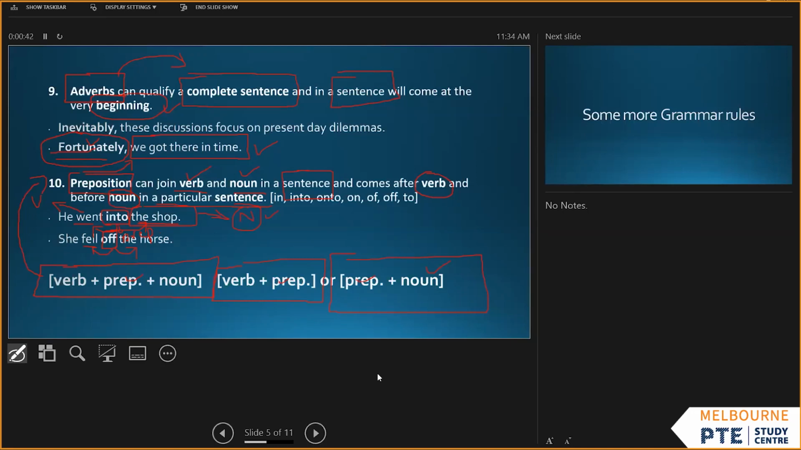All right, guys. Now, any questions, any confusions regarding these rules, please ask. Some more rules I have to explain to you as well. I'll show you in a minute. Any questions, guys? Anything that's not clear, please ask.